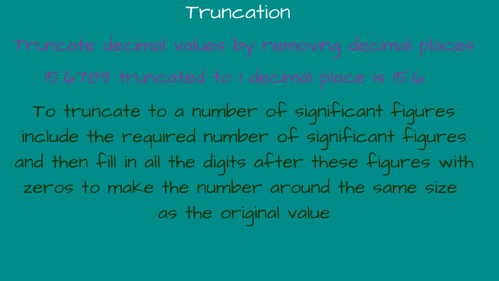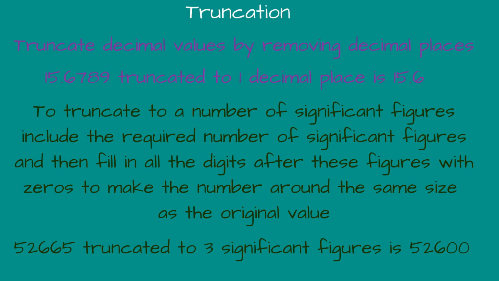The examples considered so far have been for rounded measurements and values. You also need to know how to write an error interval for truncated values. You truncate decimal numbers by removing decimal places. For example, 15.6789 truncated to one decimal place would be 15.6. To truncate a number to, say, 3 significant figures, include the first 3 numbers and then fill in all the digits after the first 3 significant figures with zeros to make the number around the same size as the original value. For example, 52,665 truncated to 3 significant figures is 52,600.